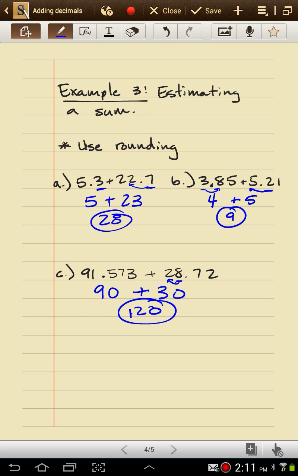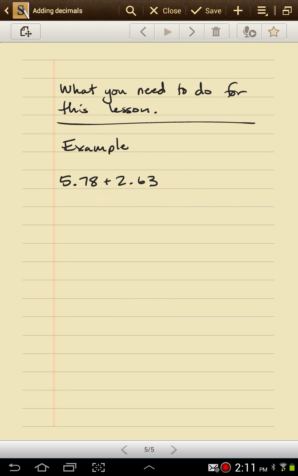I got one more slide here that you want to look at so you can see what you do tomorrow. So if you need to pause right now. Okay, in my last example, I want to show you what you have to do for class tomorrow. What you'll have to do for class is give me the actual answer and give me the rounded answer.